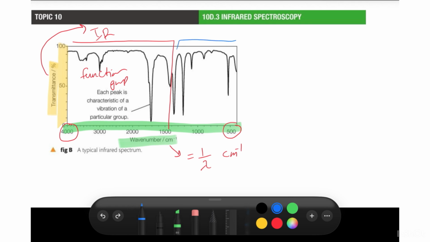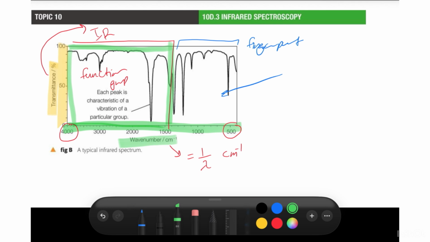In this area, it's called the fingerprint area. And the fingerprint area provides a lot of details about the specific compound. So we're not working in this area a lot. The main area that we will work in is greater than 1500. So this is the workplace for our study.